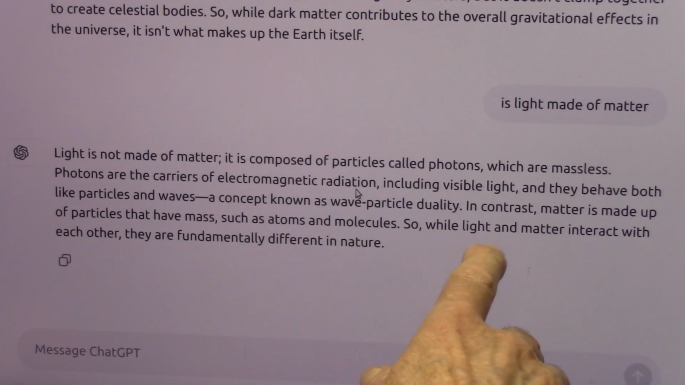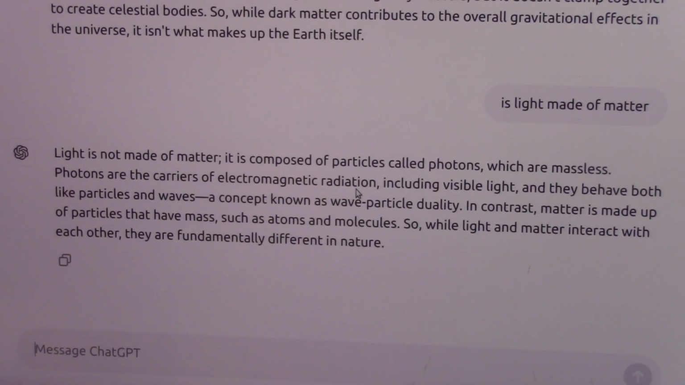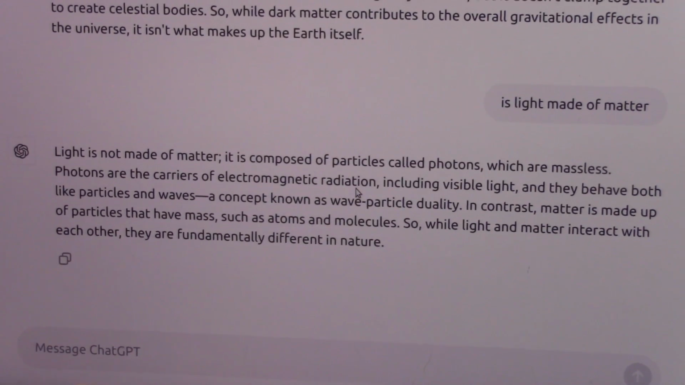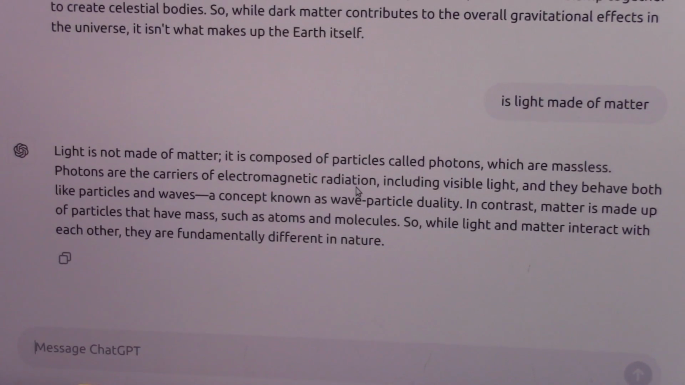All right. So it says, while light and matter interact with each other, they are fundamentally different in nature. No, they're not. They're the exact same thing. I'm sorry, Chat. I'm sorry, buddy. We got to go through this a little deeper, my friend.